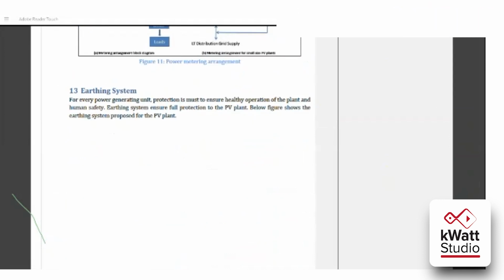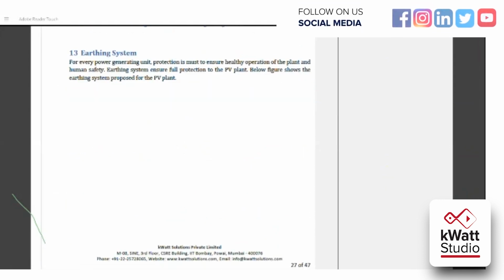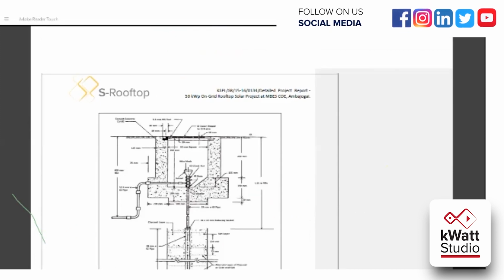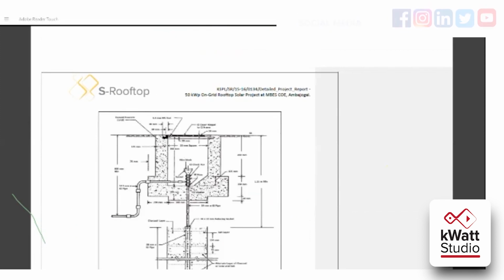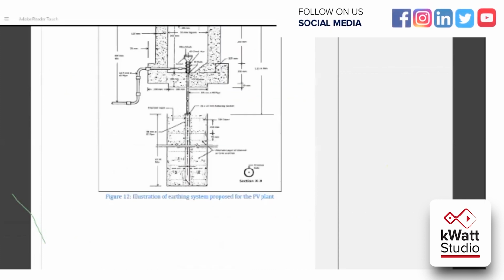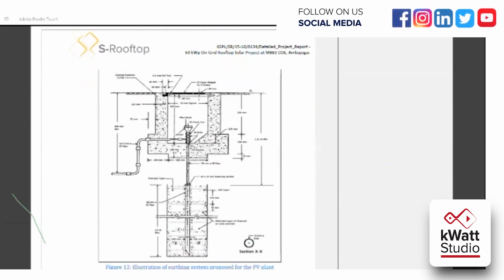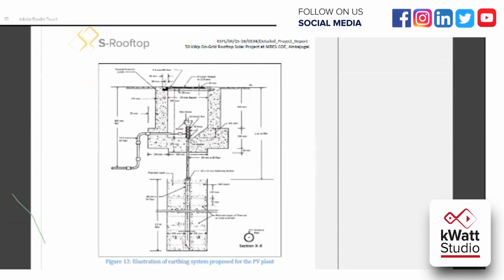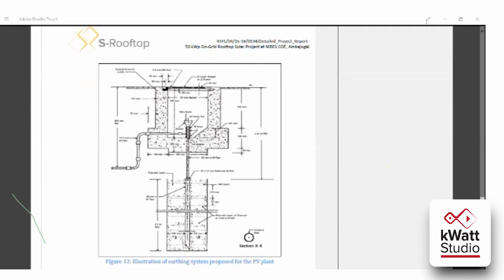In ACDP, we have combined both the inverters. Again, the earthing system, you have to mention how many earth pits you have and which earthing system you have used, like conventional earthing or chemical earthing. And this is the representation of your earthing system.